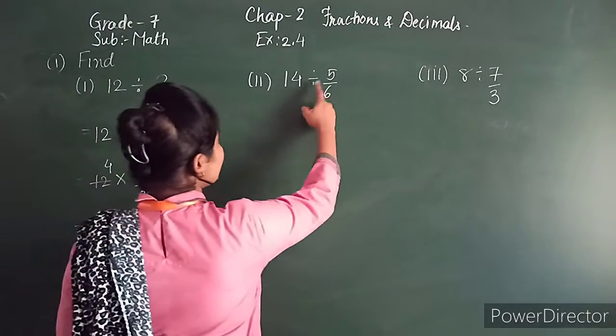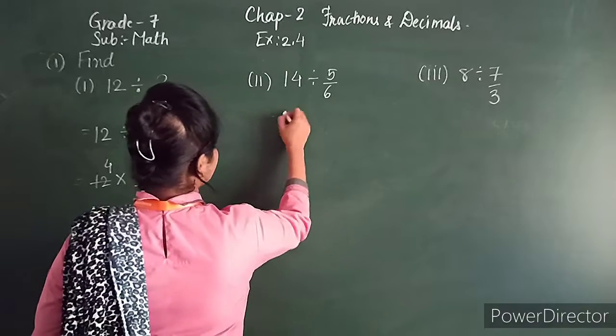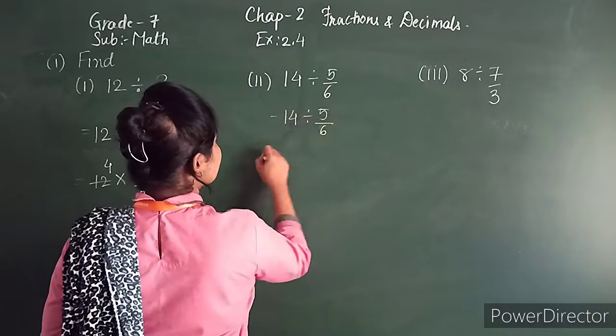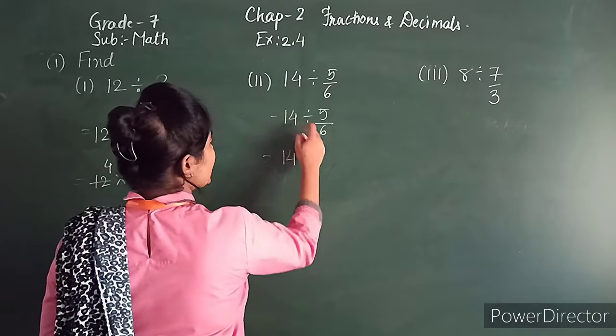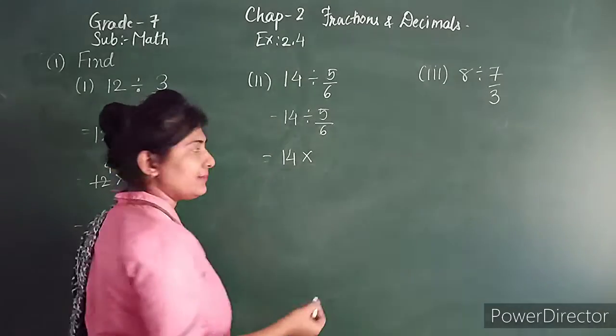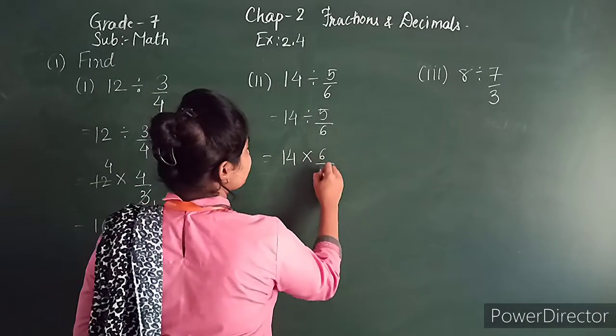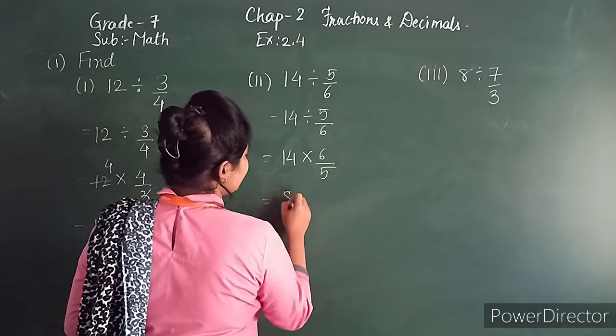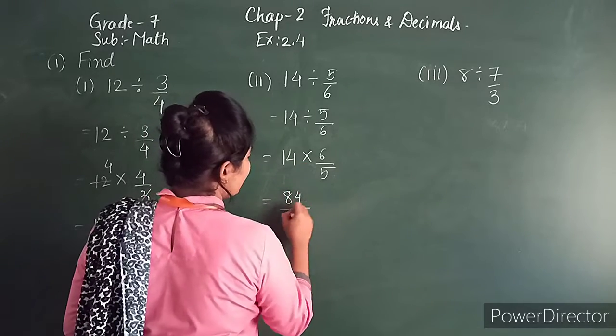Next one, 14 divided by 5 upon 6. So we have to write 14 divided by 5 upon 6. Then if we change this sign, this number will be the reciprocal. So this is 6 upon 5. So 14 times 6 is 84 upon 5.